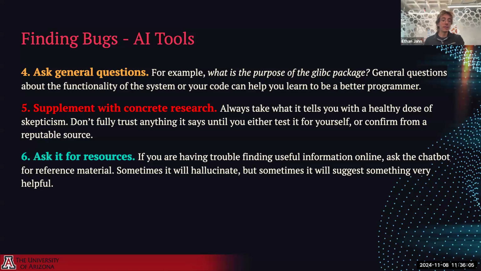And then also it can be useful to ask it for resources. So rather than taking its word for it, ask it to point you to somewhere reputable that you can go read that resource instead. So if you're having trouble finding information that's useful to your particular problem, it might not be a bad idea to go to ChatGPT and say, hey, can you point me to a resource on this thing that I'm trying to figure out? And sometimes it can hallucinate, but sometimes it will suggest something very helpful.